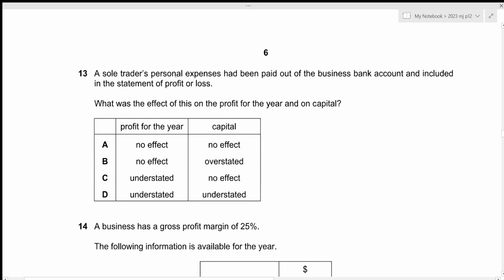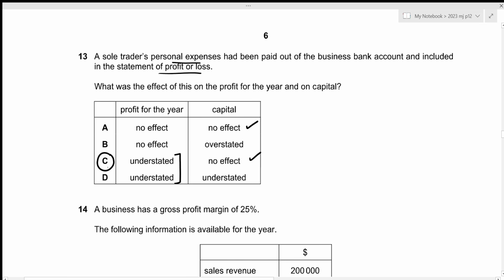A sole trader's personal expenses had been paid out of the business bank account and included in the statement of profit or loss. What was the effect of this on the profit for the year and on capital? Okay, so personal expenses is being included as an overhead of the business, right? So there's an overstatement of the overhead, which results in understatement of the profit for the year. So that's given in option C and D. And for the capital, there will be no effect because we're talking about sole trader's personal expenses and not the drawings. So there will be no effect, which is given in A and C. The correct answer is given by option C. Let's move towards the 14th question.